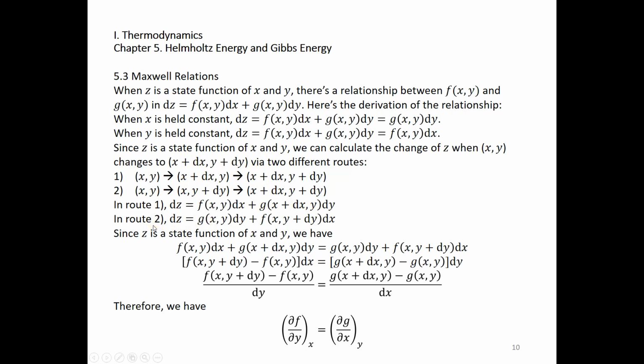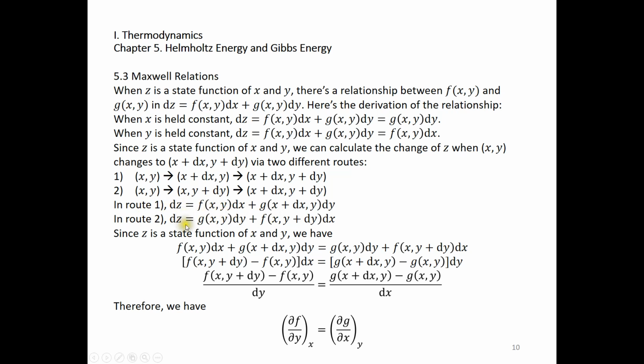Now let's look at the second route. In the first step, we change y. And in the second step, we change x. So we have this equation. And because z is the state function of x and y, this expression should be equal to this expression. It does not matter which route you decide to take.